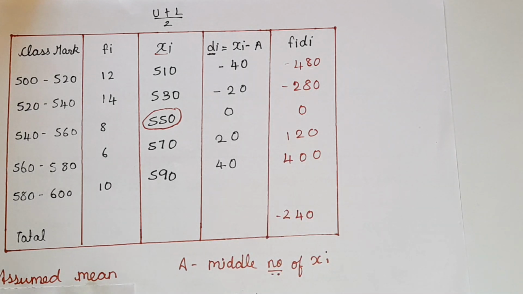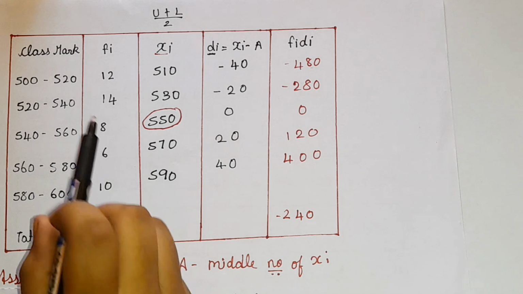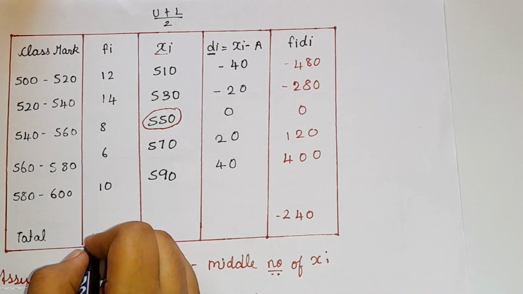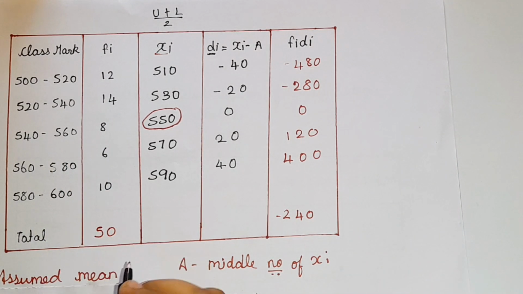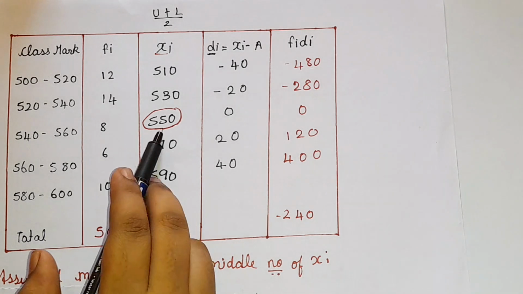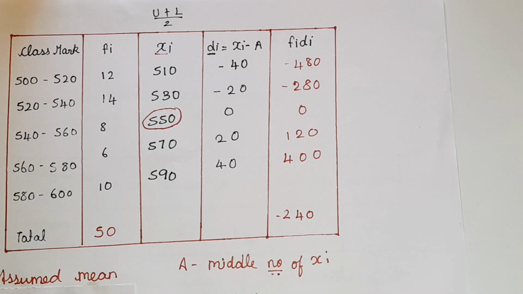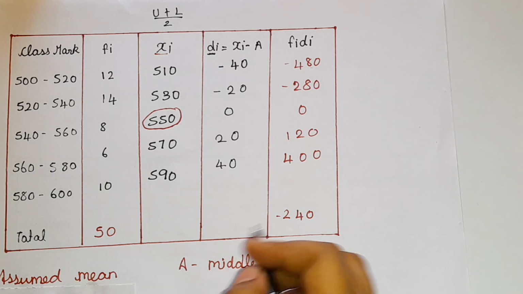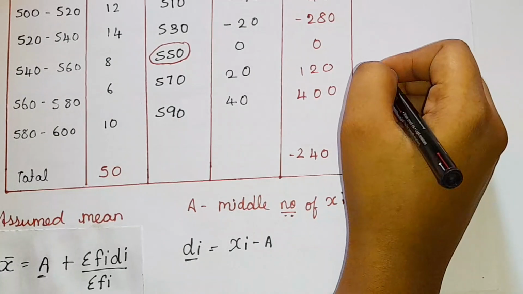So the fi di value is minus 240, divided by sigma fi. Here when we add fi, we'll get 50. So there are 50 workers according to the question. That is the meaning of it. Now we know the a value, that is average, 550, and we know the fi di value, that is minus 240, and we know the fi value, that is 50. So now we can apply the formula. Now I will substitute the values.